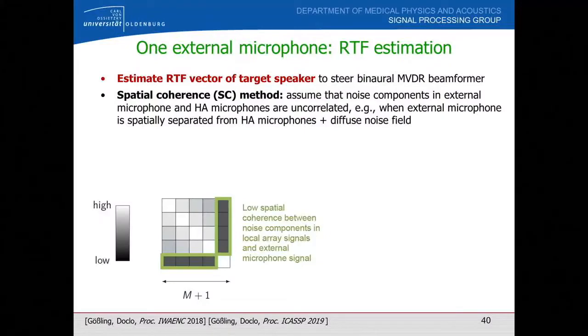So, what does this method do? It starts with an assumption. It really assumes that the noise components in the external microphones and the head-mounted microphones are uncorrelated. So, what does this mean? Let me first explain and then explain also different scenarios. That's actually quite okay when the distance between the external microphone and the head-mounted microphones is large enough and you have some diffuse noise field. What is large enough?